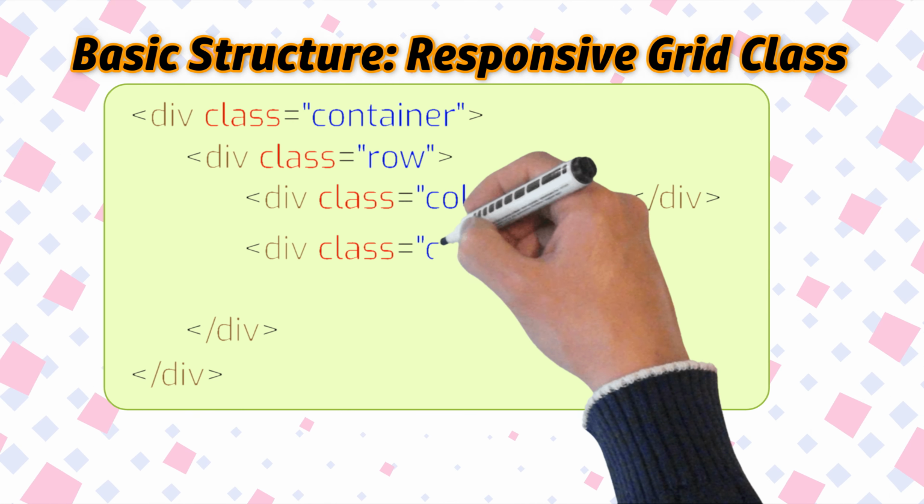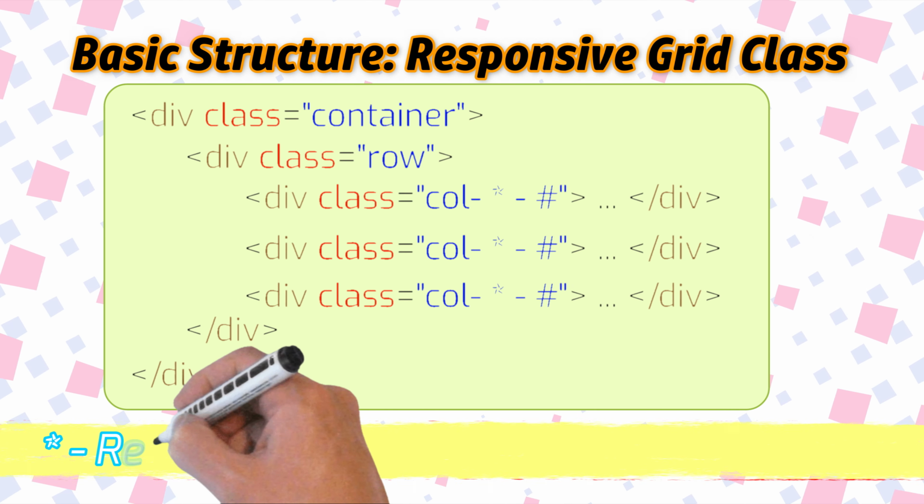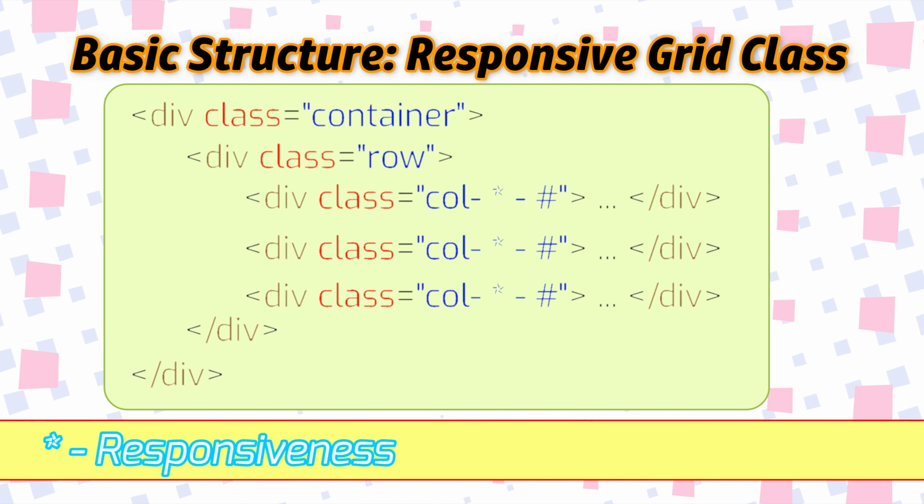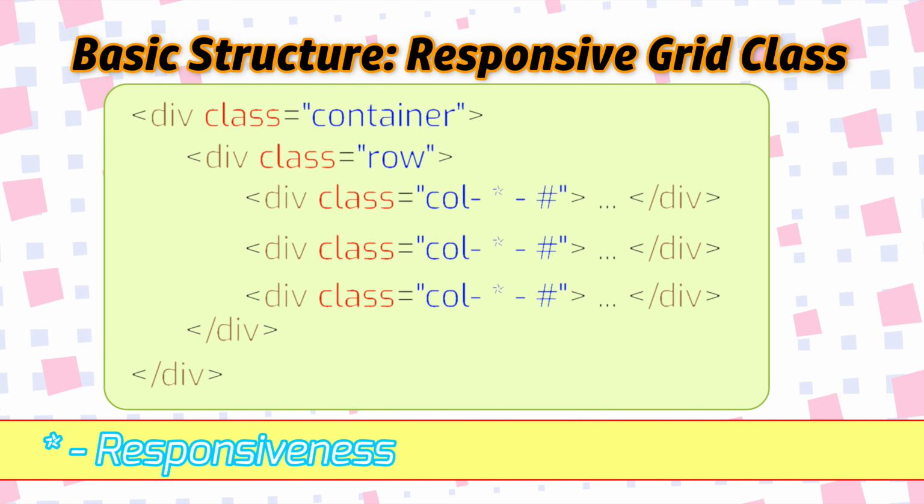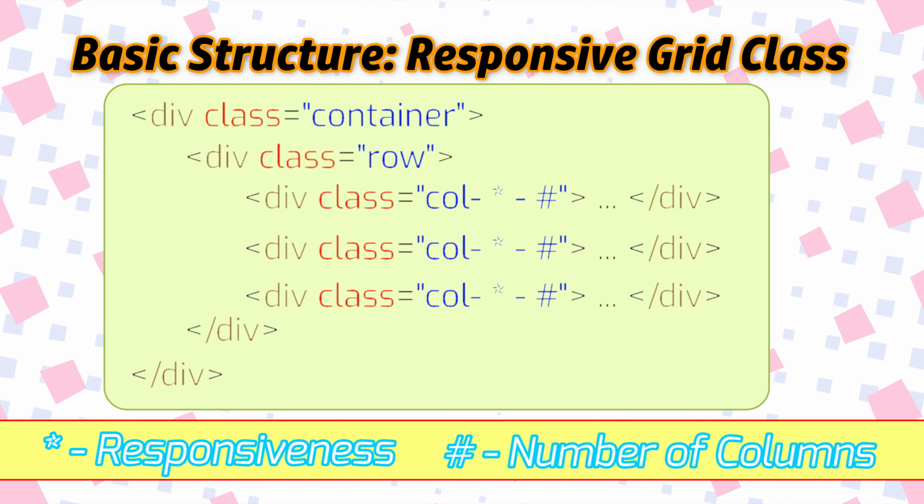Create a row, then add the desired number of columns. The star represents responsiveness, that is sm, md, lg, xl or xxl, while the hash represents a number, which should add up to 12 for each row.